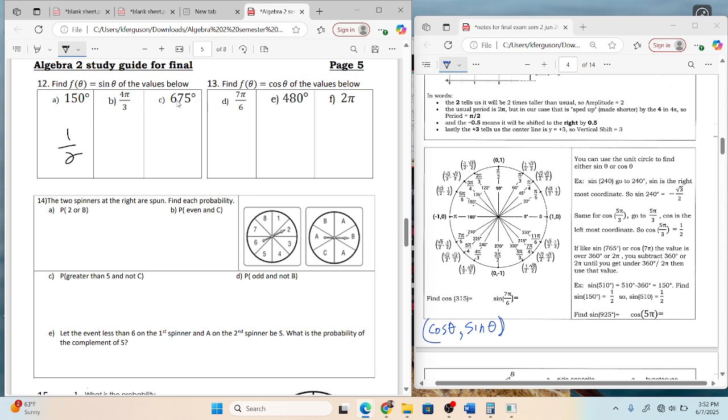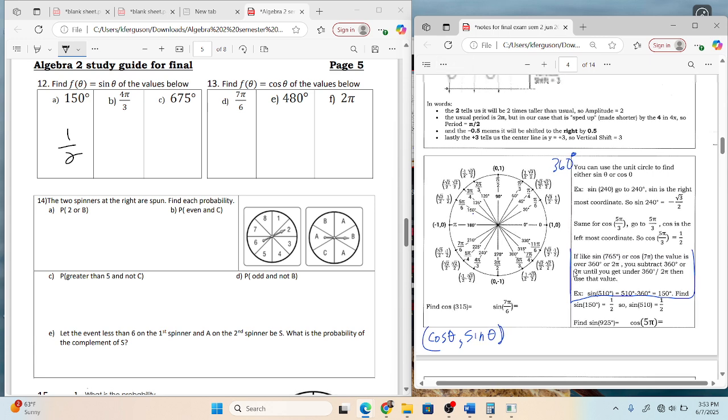I'm not going to do that one. I am going to do this one though, because 675 isn't on here. See, the thing is, this circle is 360 degrees. This is what I was alluding to earlier, that I had to stop myself. So I actually say it right here.